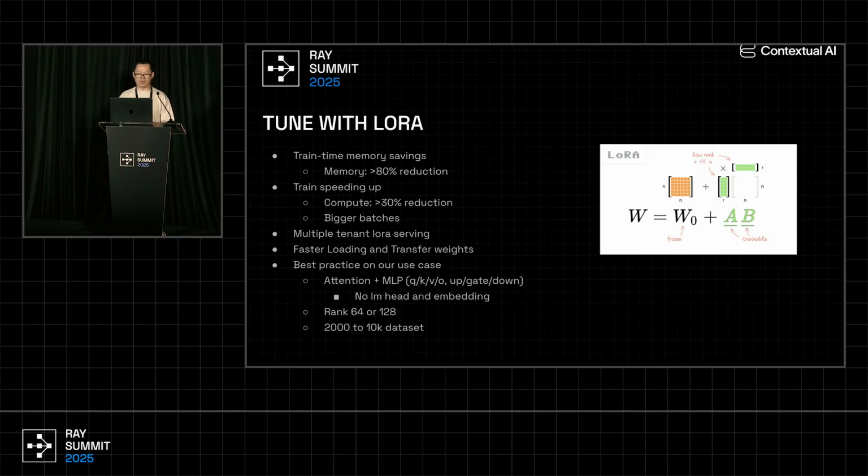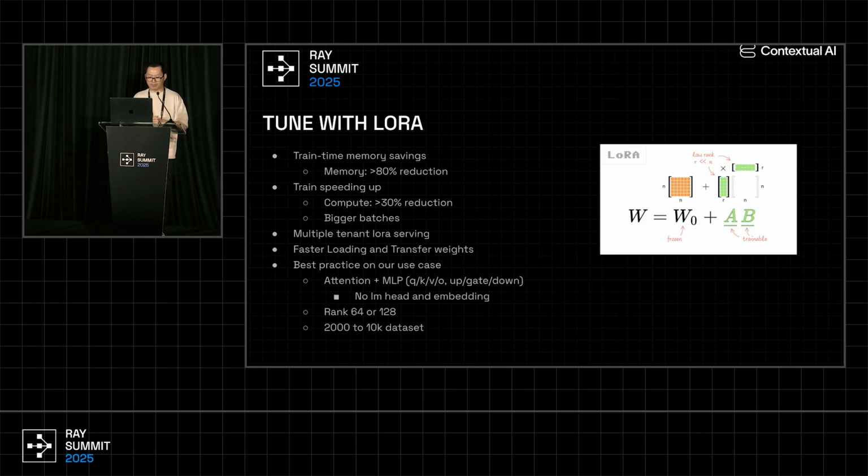Another benefit is on the serving side. We can serve multiple LoRAs. In our practice, even one NVIDIA H100 host with 8 chips can serve thousands of LoRAs. And with each LoRA, the model size is much smaller, usually around 1% of the original model. It's fast to load and transfer these weights.